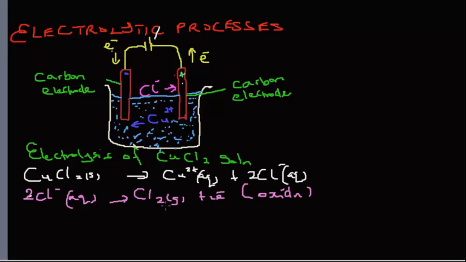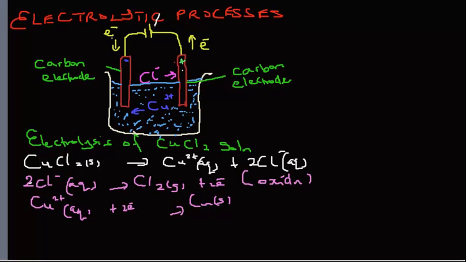The positive ions, which are the copper 2 ions there, are going to be attracted to our negative electrode, which is our carbon electrode, and will gain some electrons from the electrode and become copper atoms. So our copper 2 plus aqueous ions are going to gain 2 electrons, and in the process we are going to form copper solid.